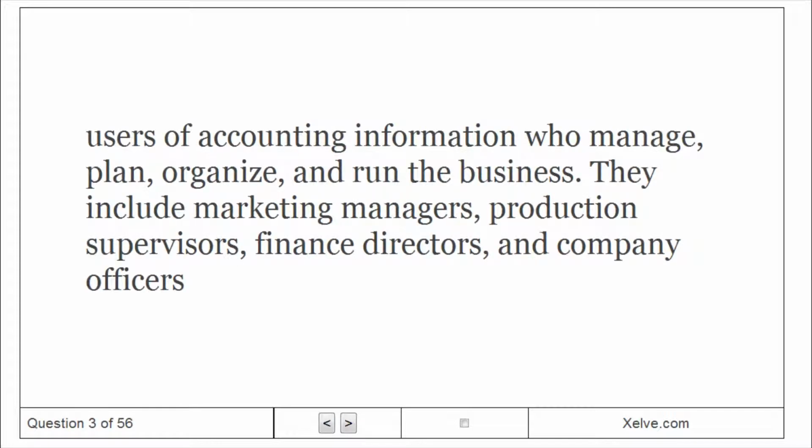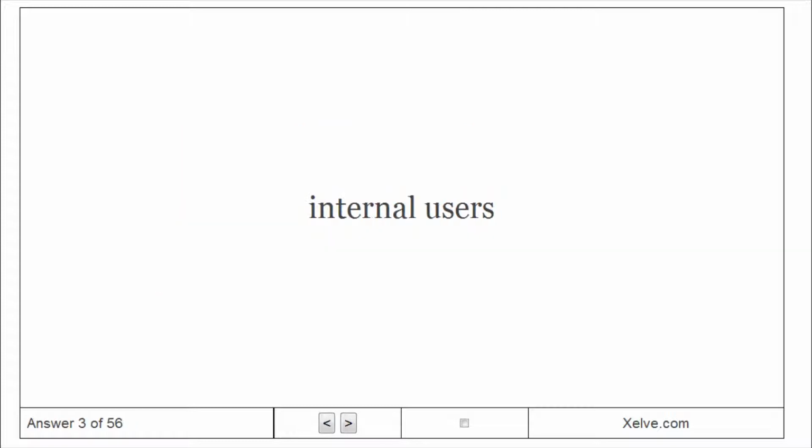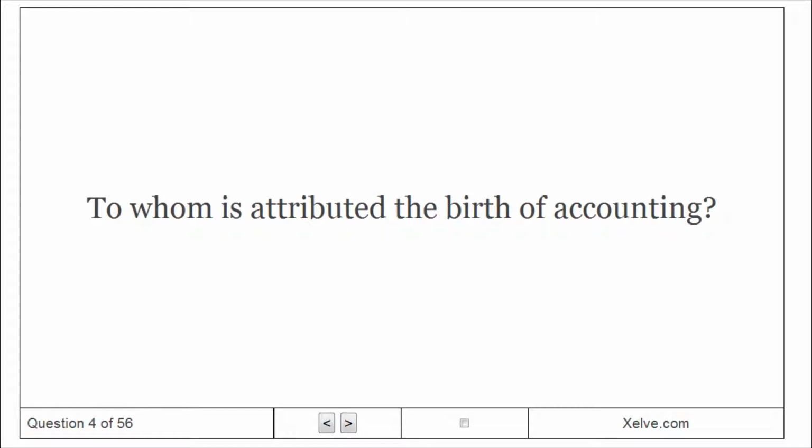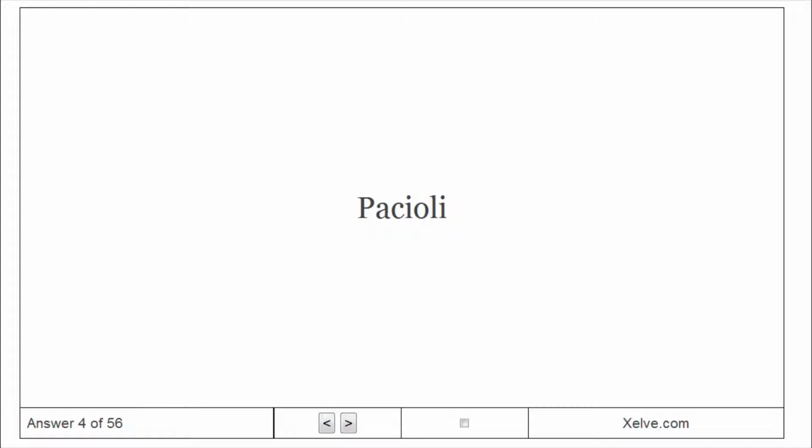Users of accounting information who manage, plan, organize, and run the business. They include marketing managers, production supervisors, finance directors, and company officers. Internal users, to whom is attributed the birth of accounting. Pacioli.